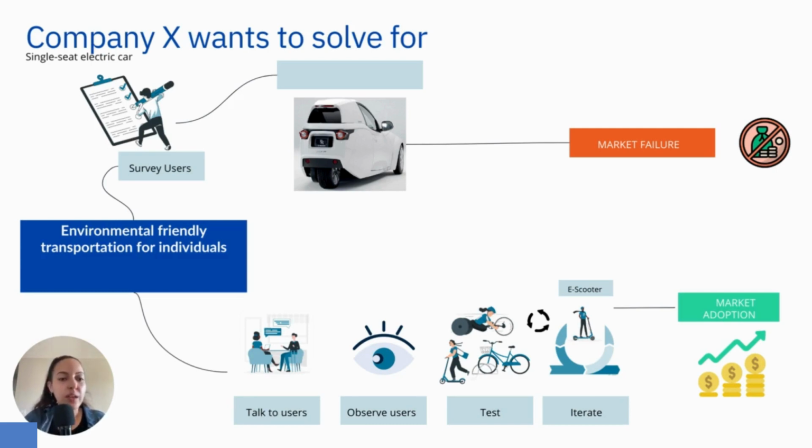But imagine if this company decides to go with a different approach, which is the design thinking approach. They talk to the end users who are interested in this. They observe them in their natural habitat. They build something that's close, lo-fi or hi-fi. They test it with them. They see if it's working. They adjust the product. Then they realize that what they really need to build is an e-scooter. So they iterate, they make it better, they test it, and then what happens? There is a market adoption.